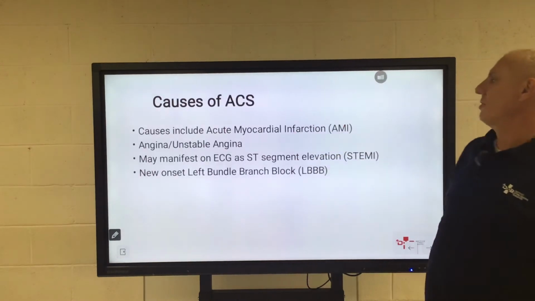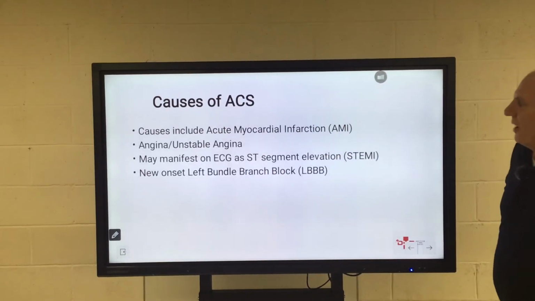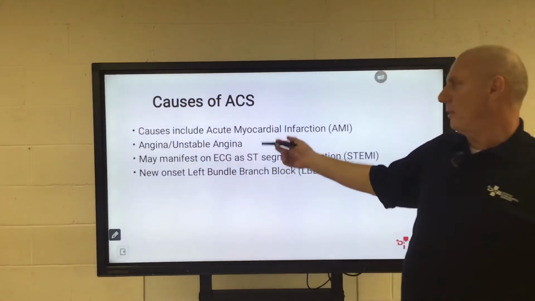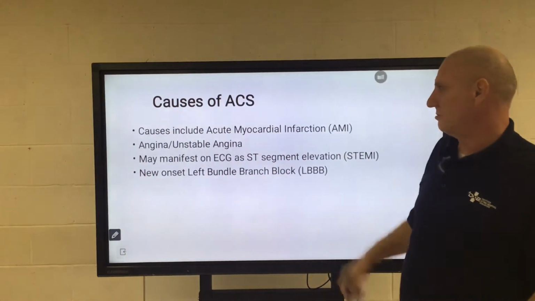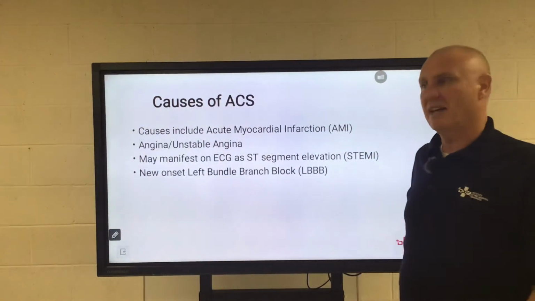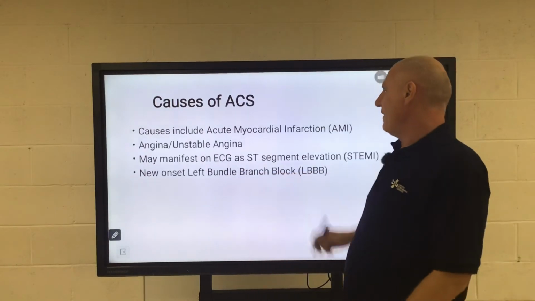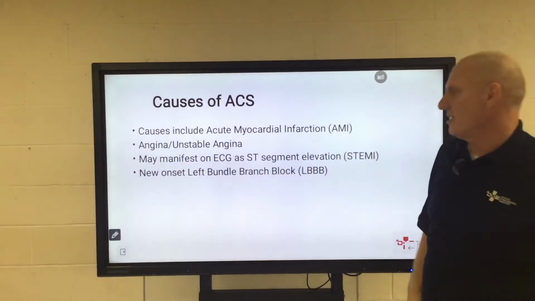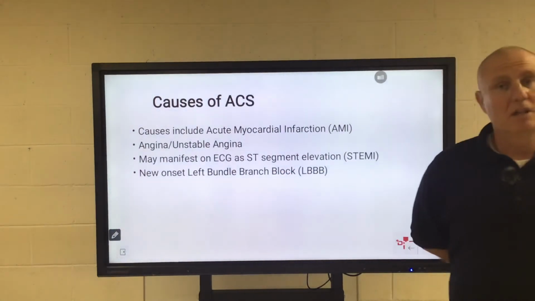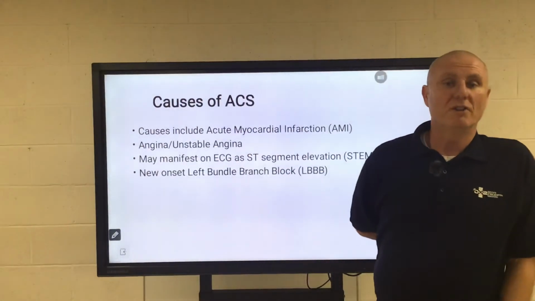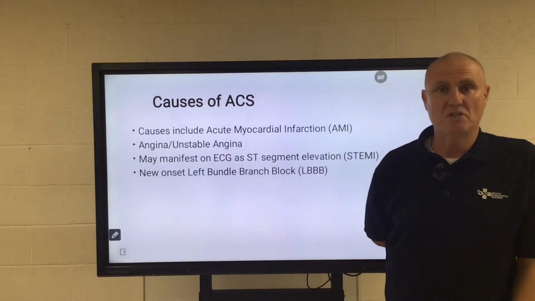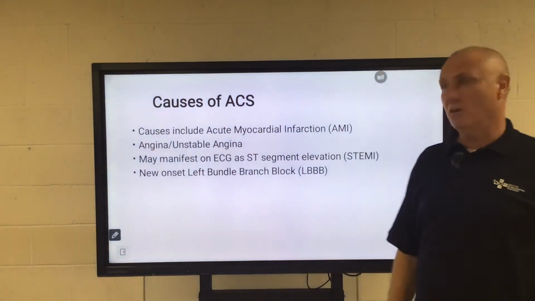So causes of acute coronary syndrome. Causes include AMI, acute myocardial infarction. Angina, both stable and unstable, can produce an ACS if we get an acute narrowing of an existing chronic blockage. May manifest on the ECG as ST segment elevation, a STEMI. We may also see new onset left bundle branch block, but our patients will need to know their cardiac history. They need to be able to say definitively, I have had no issues with left bundle branch blocks. We don't know if it's new or old.